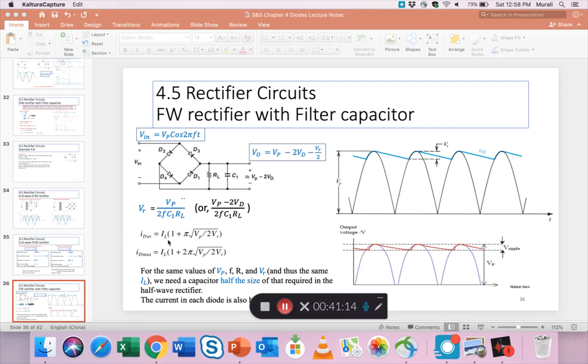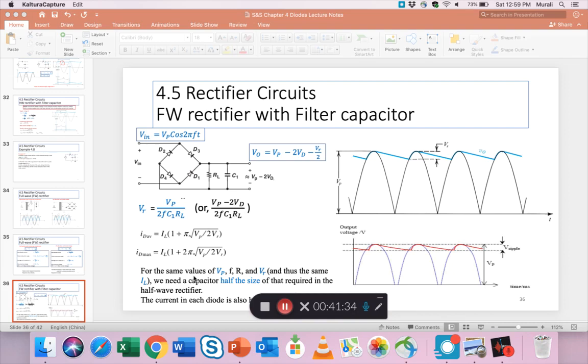It's an important relationship. We use that quite a lot in problems. Then there's also the formula for the average current in the diode and the max current. And of course the load current also, you will need to be familiar with that. The load current is the output voltage divided by the RL, the load resistance.